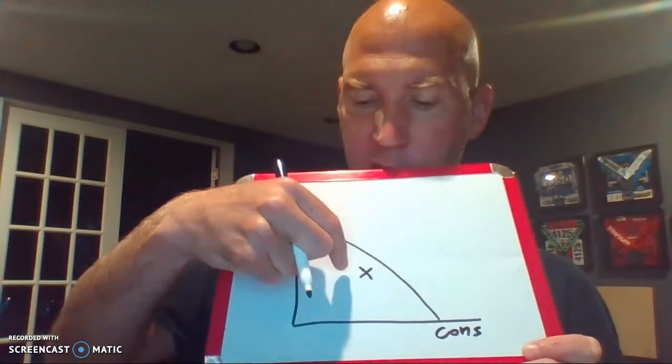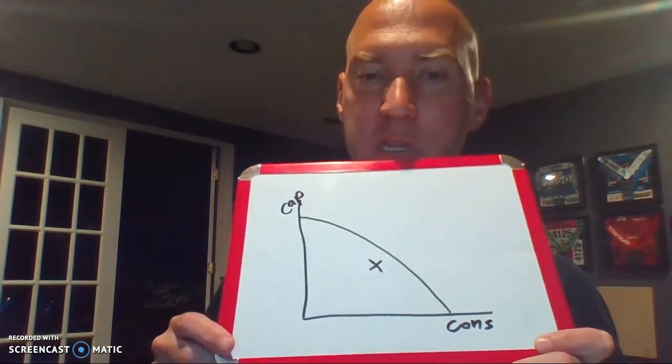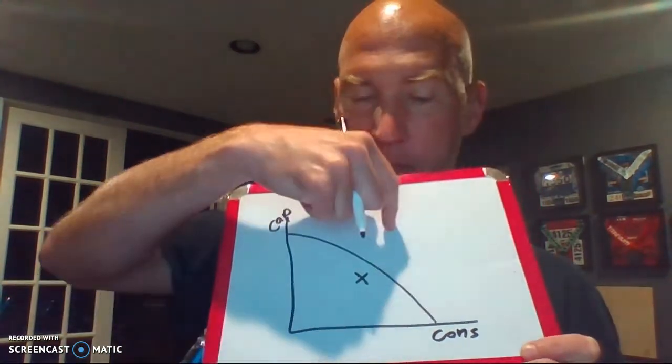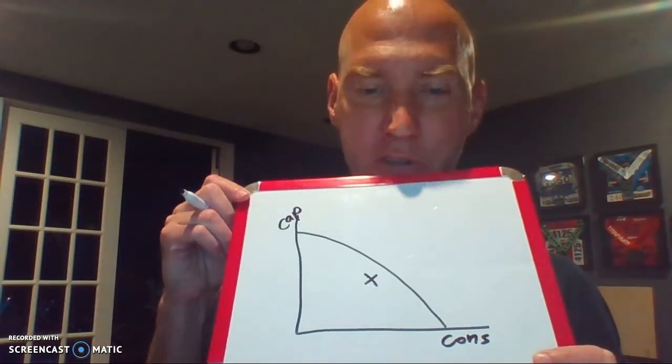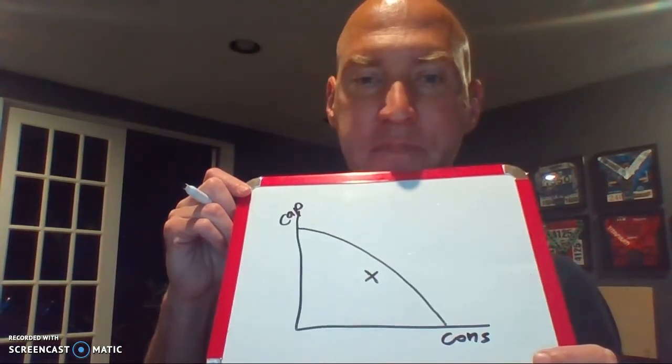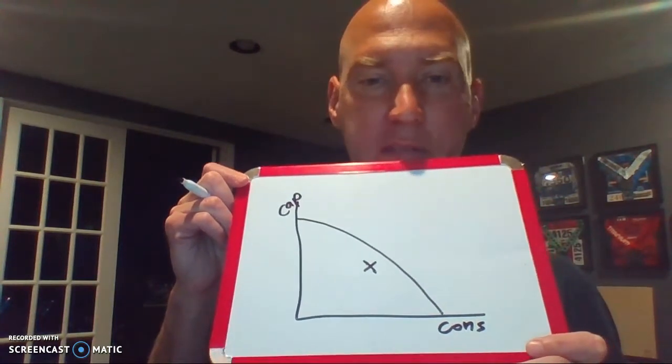Remember, inside the curve means we're not using all our resources efficiently. Outside the curve, it's unattainable unless we have economic growth, which I'm sure will come up on future FRQ questions. Okay, so that's what the last part looks like.